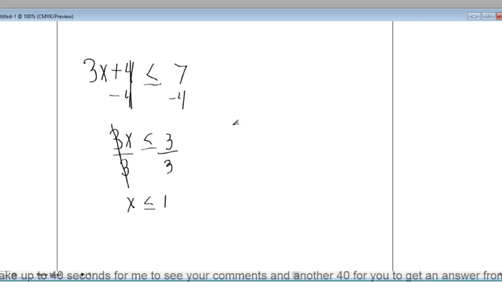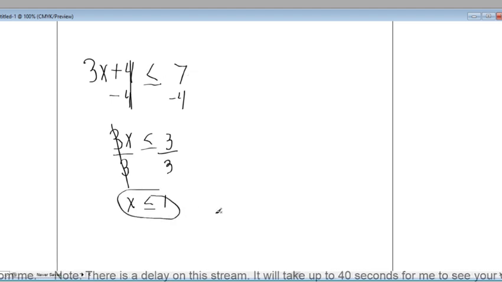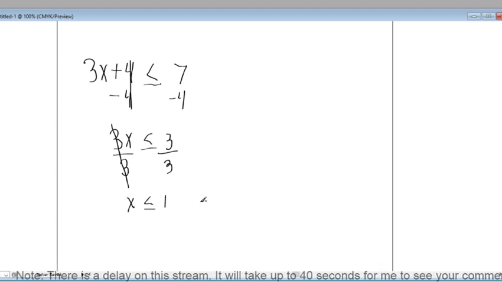Makes sense. So let's try something that's outside of our solution set just to make sure it works. 2. 2 is not in this solution set. 2 is not smaller than or equal to 1. So 3 times 2 is 6. 6 plus 4 is 10. That's not going to be less than or equal to 7, so that does not work. So this makes sense. This is indeed our solution.